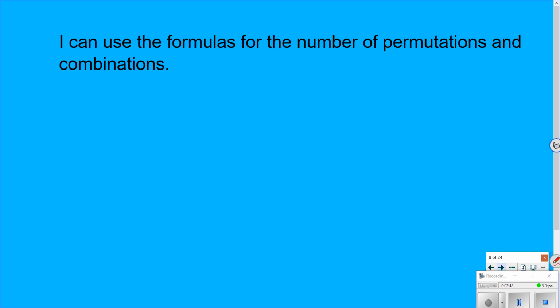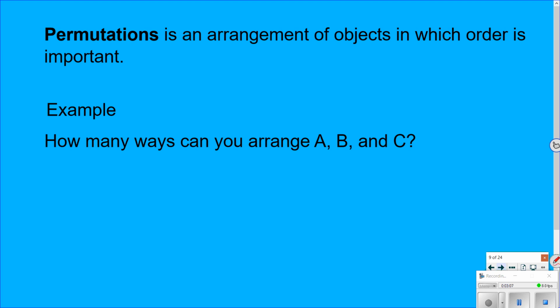What we're going to focus on today is ways to find outcomes. And there's a couple different types of counting, ways of counting. And those 2 different things are called permutations and combinations. So we'll talk about what those are, and we'll give you a formula you can use to find those. A permutation is an arrangement of objects in which the order is important. So if the order matters, if the order is important, then we consider it to be a permutation.